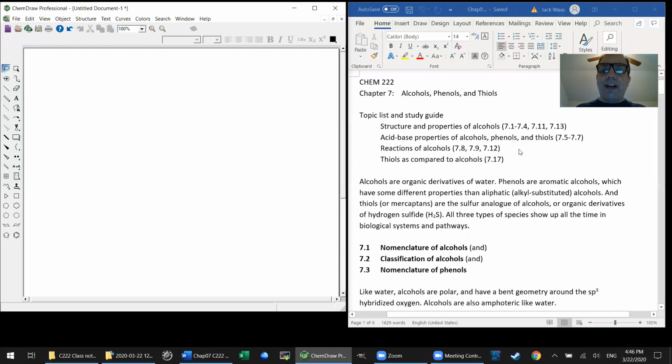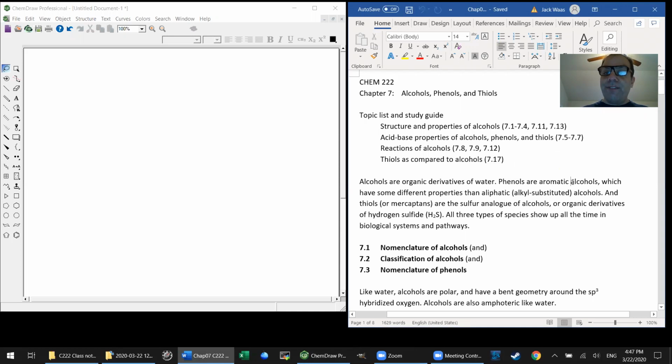Good, so I think we already know what the alcohol functional group is. It's an organic derivative of water. If water is H2O, then you simply replace one of the hydrogens on water with some alkyl group, some carbon group, and you'll have yourself an alcohol. Phenols are aromatic alcohols. And notice the pronunciation too. We say phenol, not phenol. But phenols are aromatic alcohols.